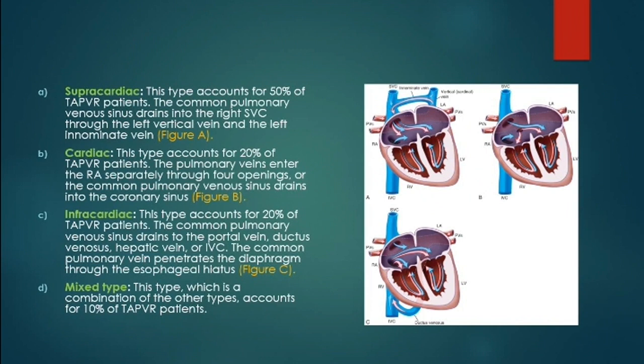The third type is the infracardiac type, which represents around 20% of cases. The common pulmonary venous sinus drains in the abdomen through the portal vein, ductus venosus, hepatic vein, or IVC. This vein penetrates the diaphragm through the esophageal hiatus. The fourth type is mixed type, which represents around 10% of cases.